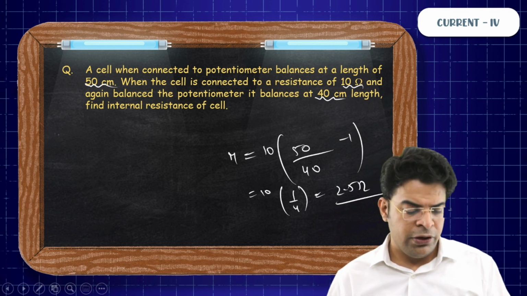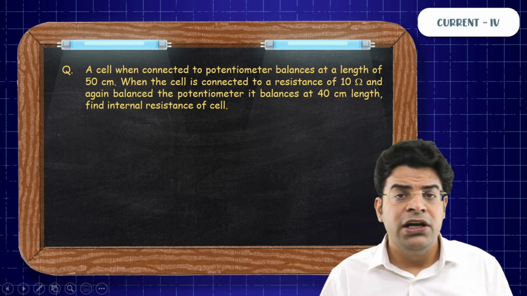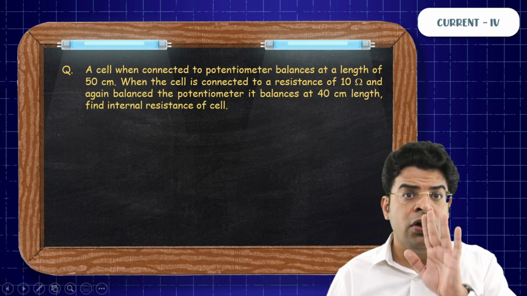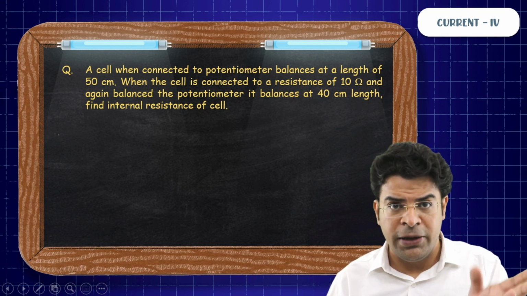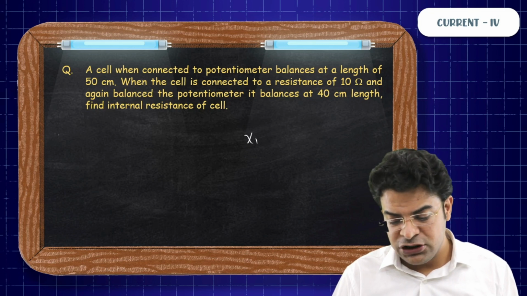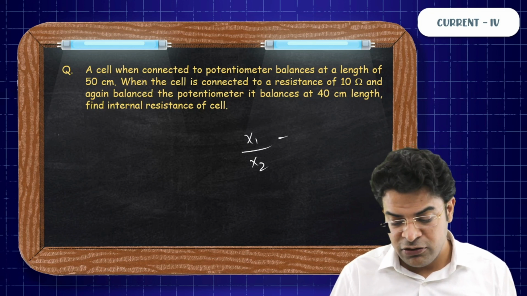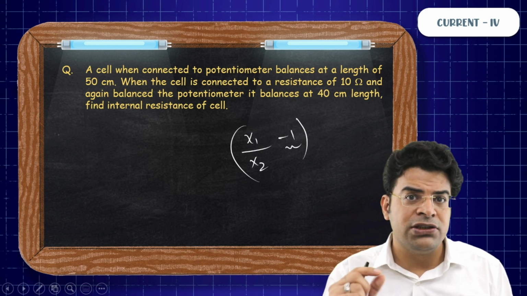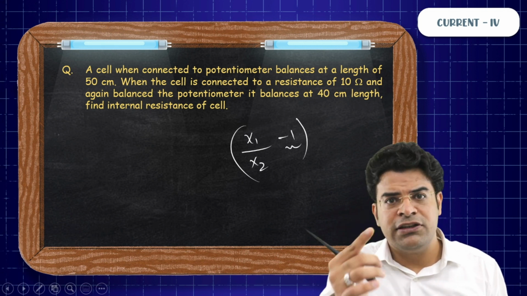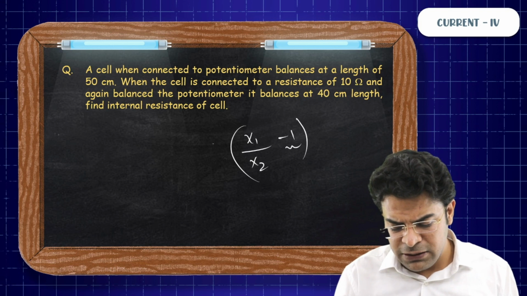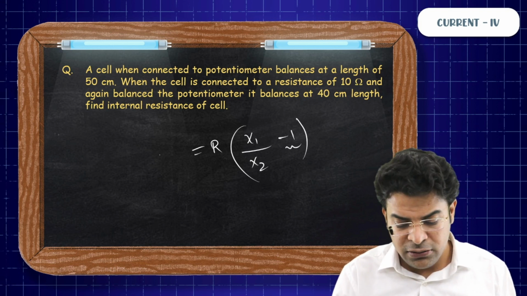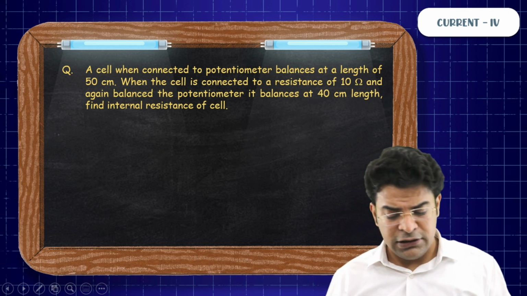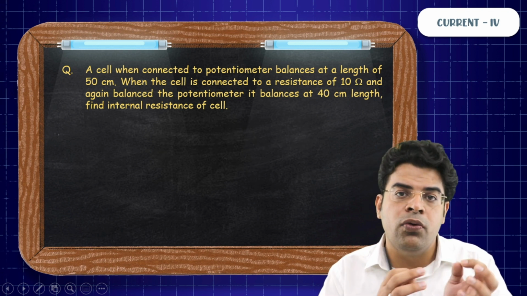This is one method. But what I suggest, students, you might not remember this formula on your judgment day, though it is easy to remember by taking care of dimensions. Since the first length has to be bigger than the second, you get x1 by x2 minus 1. Since you are subtracting 1, x1 has to be more than x2, so the first length is bigger, so you get first length upon second length, and then you multiply it with the known resistance to get the internal resistance. You can remember the formula if you can, otherwise I always recommend going from scratch.